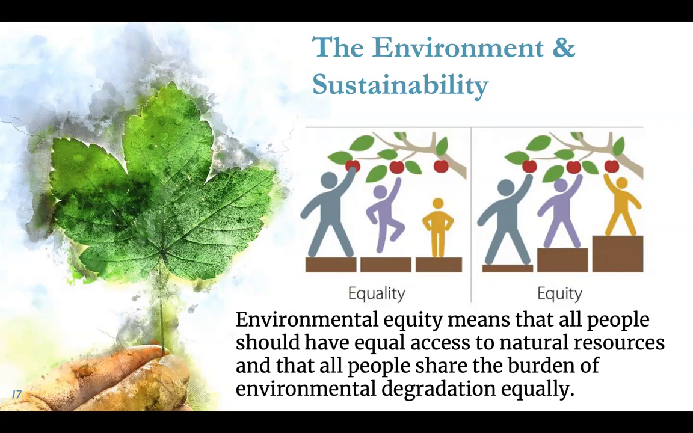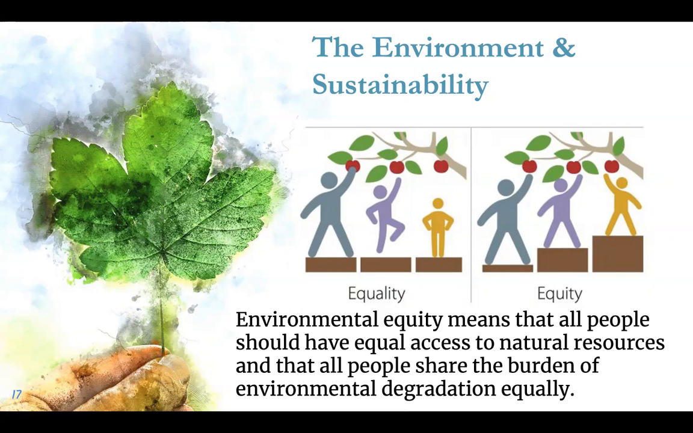Now, I like this image here, right? Because if you look on the left side, it says equality. So everybody has the same height pedestal, right? However, a really tall person can reach the fruit, whereas a really short person cannot. Now, yes, they're equal. They are all lifted off the ground to the same height, but are they really equal? Some have access to the food they need and others do not.